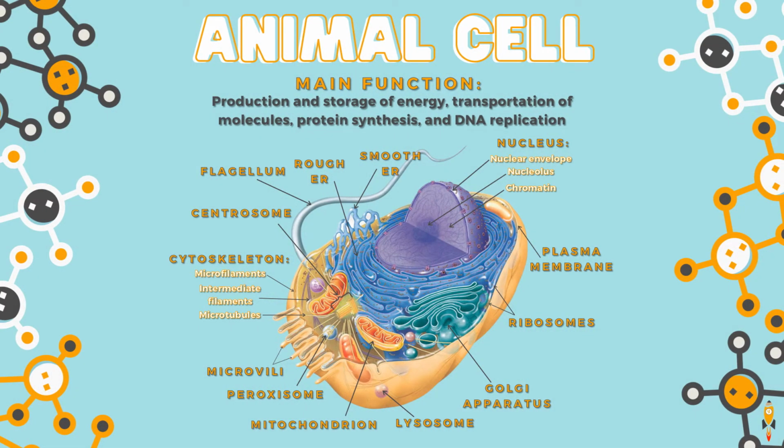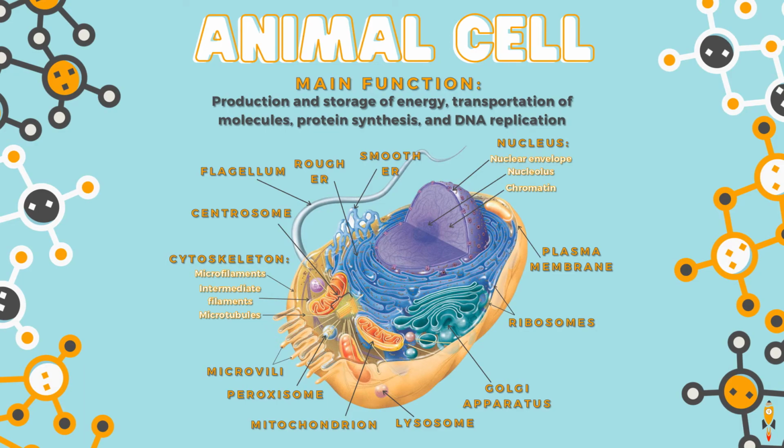Animal cell, function and parts. The main functions of the animal cells are the production and storage of energy, transportation of molecules, protein synthesis, and DNA replication. Animal cells have centrosomes and lysosomes, which plant cells don't have. Centrosomes play an important role in cell growth and division. Lysosomes, on the other hand, are responsible for cellular digestion, repair, and protection against foreign substances.